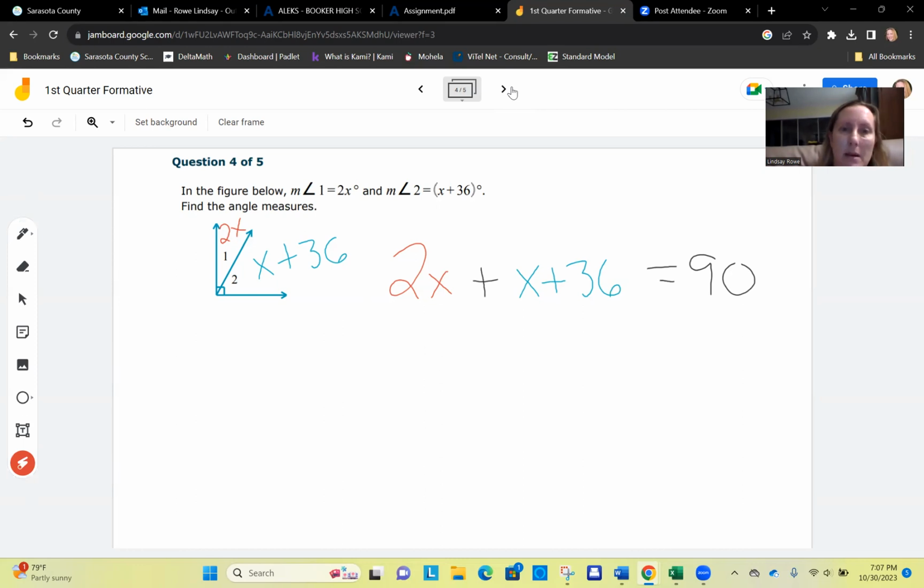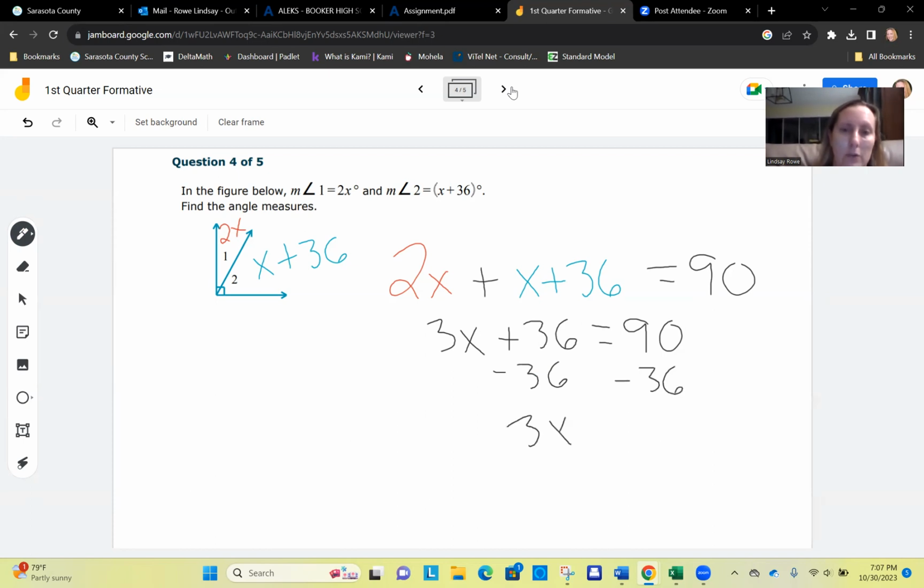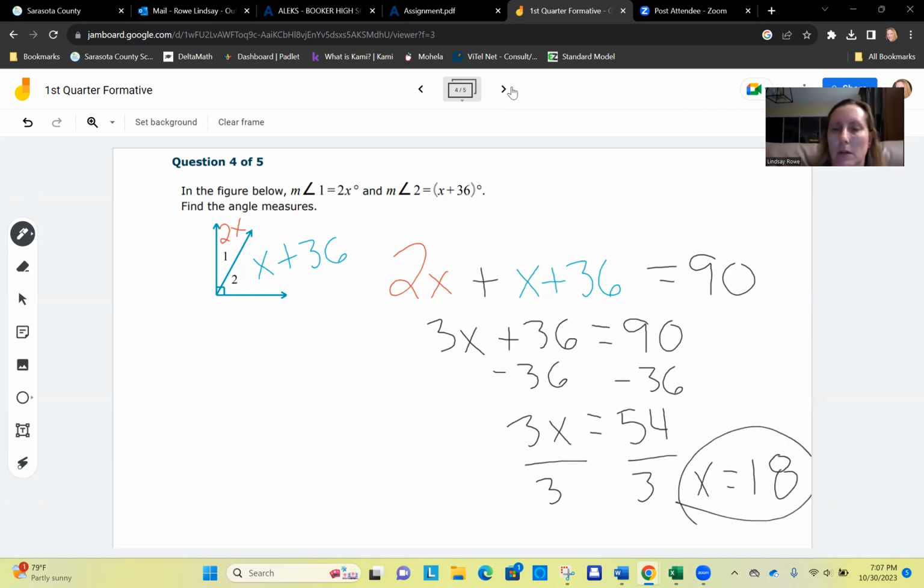So what happens when I combine my like terms? What is 2x plus x? So altogether I have 3x plus 36 equals 90. Okay. Then I subtract 36 from this side and subtract 36 from this side. So 3x equals 54. Divide by 3 and divide by 3. So it looks like x equals 18, right? So x is equal to 18, but am I done?